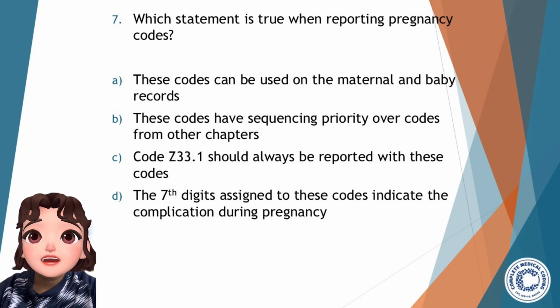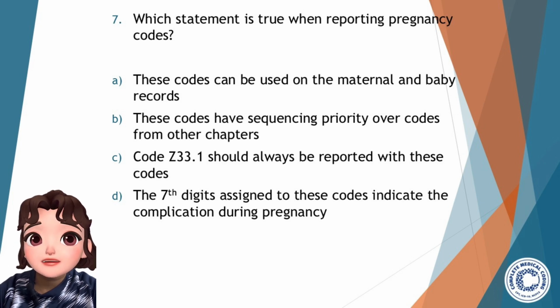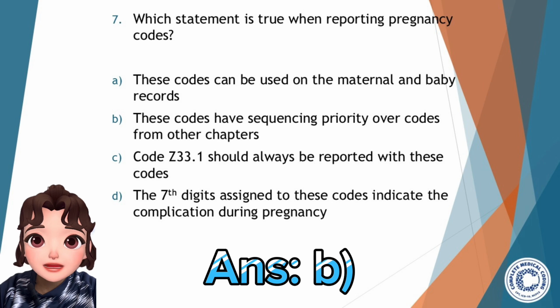Option D, the 7th digits assigned to these codes indicate the complication during pregnancy. No, every time it doesn't indicate the complication. It depends on the condition of the patient, whether it's a complicated pregnancy or not. So that is also not the answer. Let's move to option B, which is the correct answer.